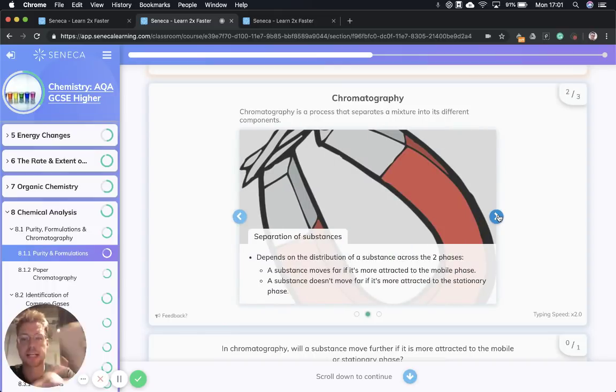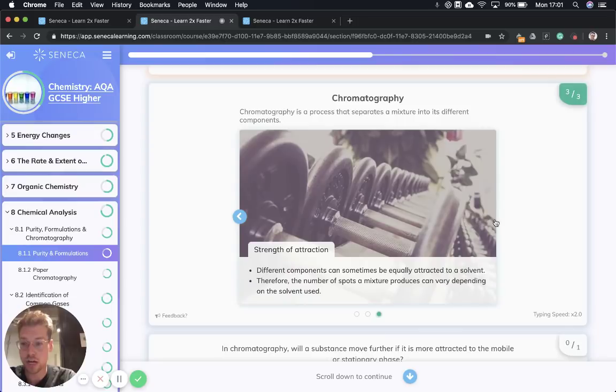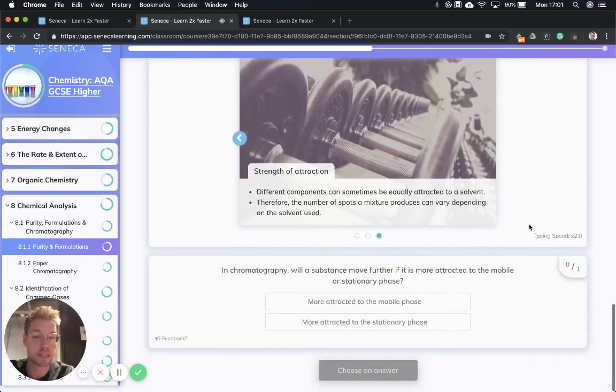Separation of substances. Let's go. This depends on the distribution of a substance across the two phases. A substance moves far if it's attracted to the mobile phase. A substance doesn't move far if it's more attracted to the stationary phase. The laws of attraction. Strength of attraction. Different components can sometimes be equally attracted to a solvent. Therefore, the number of spots a mixture produces can vary depending on the solvent used.